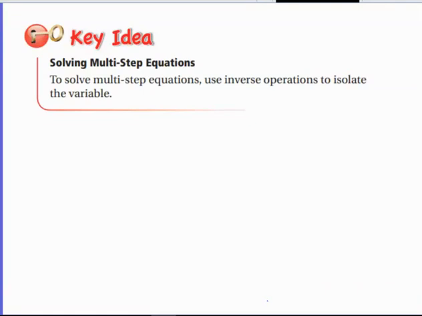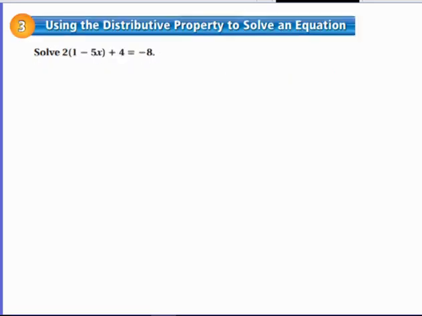This is part 2 of solving multiple step equations. And so in this video, we're actually going to talk more about when you have to use the distributive property or other steps such as that. So on number 3 here, it says solve this equation. And like I said, we're going to have to use the distributive property.